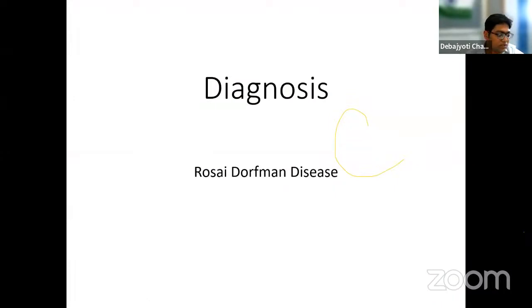So Rosai-Dorfman disease rarely involves the meninges, predominantly the basal meninges, but it can also affect the convexities, and radiologically it often mimics a meningioma. But emperipolesis, the presence of CD68 positivity and S100 positivity always helps. And nowadays, it is believed that cyclin D1 positivity indicates the clonal nature of these histiocytes. So in this case also, all these histiocytes were positive for cyclin D1, thus further confirming the diagnosis.